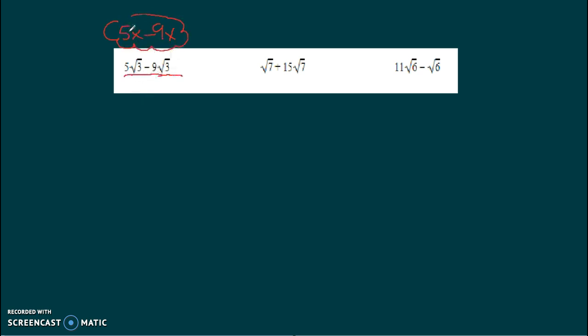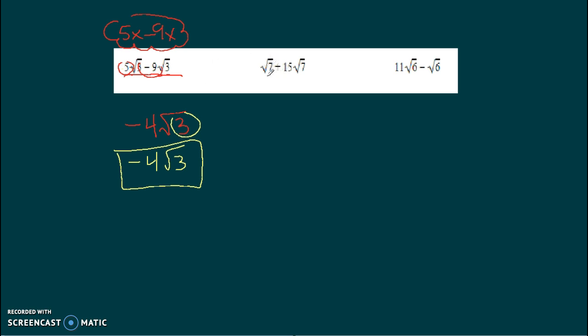So what you know, I'm sure, is for this type of problem, you just do the 5 minus the 9, which is negative 4, and then that root 3 just kind of hangs out there. Negative 4 root 3 would be our answer there. The radical is not going to change, but the numbers in front will.